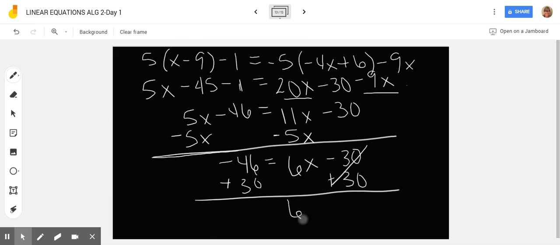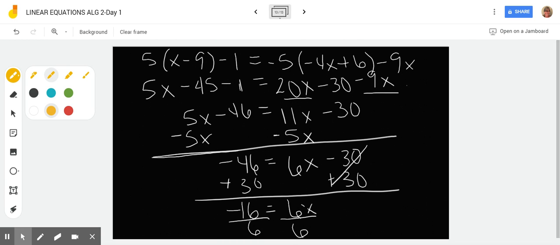Okay, we get 6x equals -16. Okay, and then we need to ask ourselves, what do we want to get rid of? The 6. What is it doing to the variable? Multiplying. How do we undo multiplication? Division. All right. And then at the end, we still need to simplify this. What goes into both 16 and 6? Okay, the greatest common factor is actually just 2.